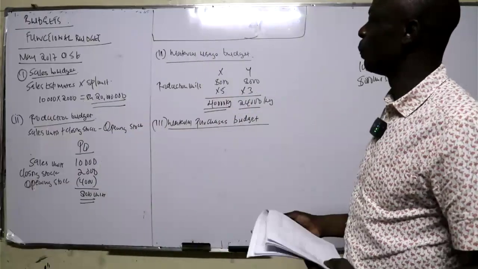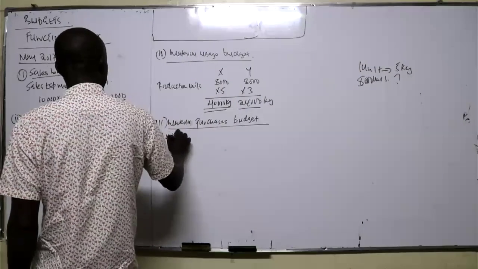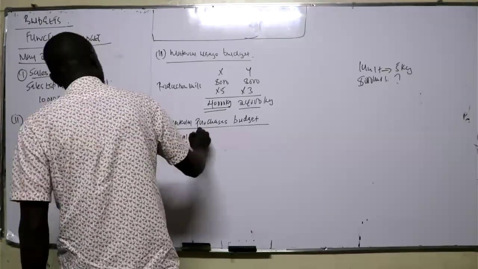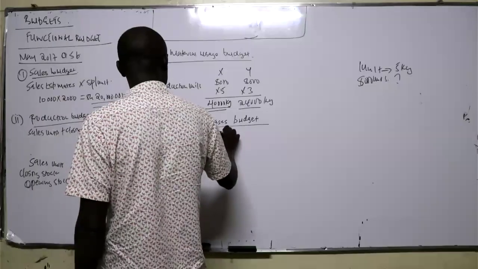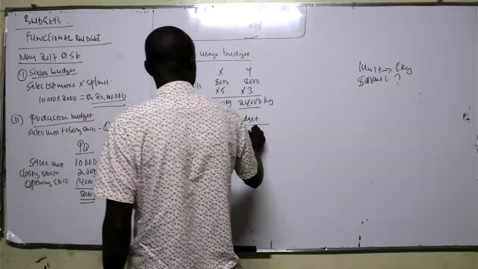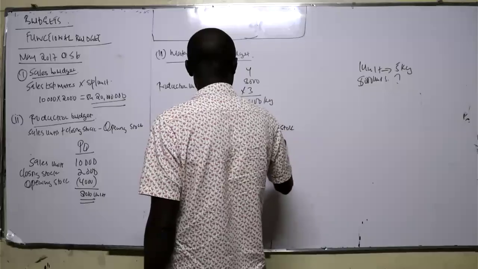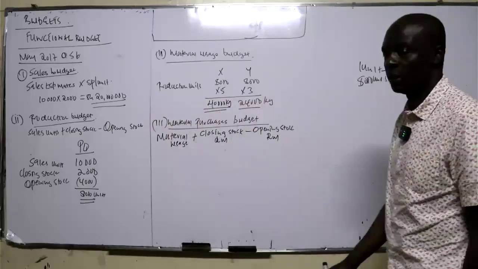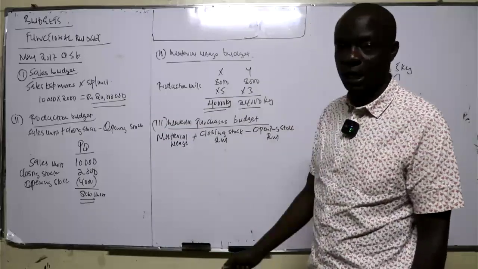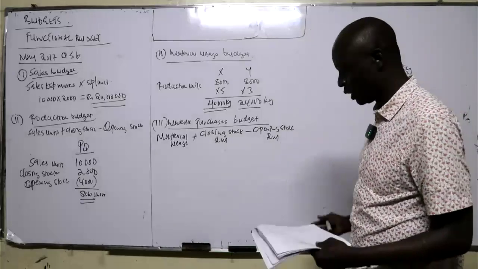So the material that you intend to purchase is the material that you're going to use. The formula is material usage plus closing stock of raw material minus opening stock of raw material. So that is the procedure. The material that you're going to purchase is the material that you're going to use in production, plus the one that you're going to retain at the end of the period minus what you started with.